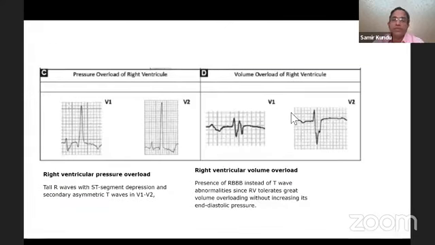Right ventricular hypertrophy, again, has two types: right ventricular hypertrophy with pressure overload and right ventricular hypertrophy with volume overload. In case of pressure overload, there is tall R wave, ST depression, and asymmetrical T wave inversion. But in case of right ventricular volume overload, there may be RBBB pattern and T wave change does not occur.